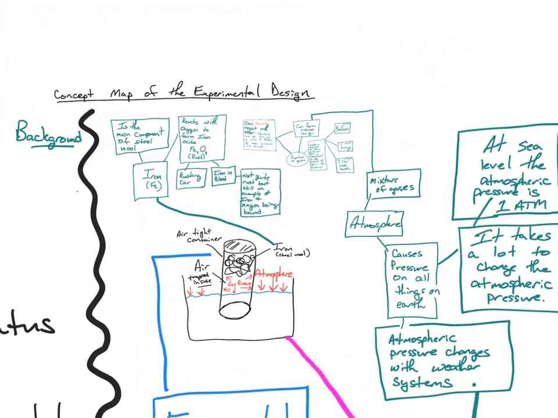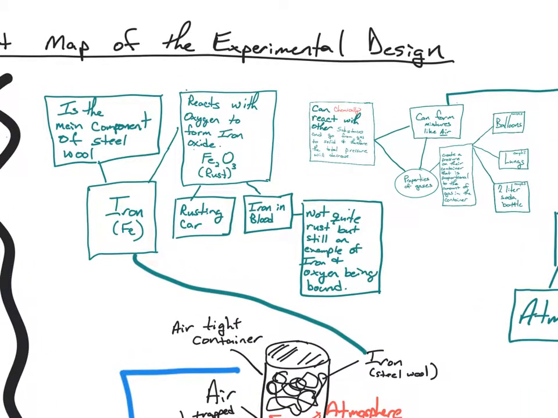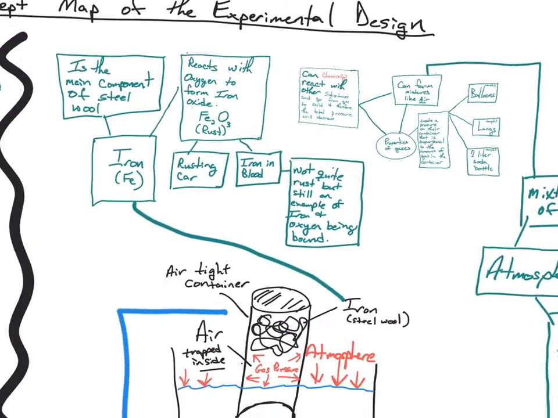All right. So that's some of the background. There was some other background information we went over. We went over that iron is a component of steel wool. So iron and carbon is steel, right? We went over that it reacts with oxygen to form iron oxide. In other words, things rust. And the examples we talked about: a car rusting, or iron in the blood turning red. It's not quite rust, but it's close. The iron is bonding the oxygen and taking it out of the air, out of the mixture, out of solution.